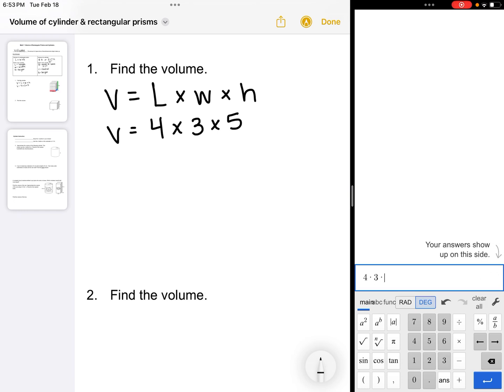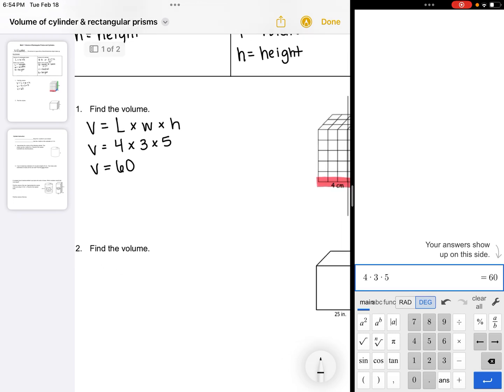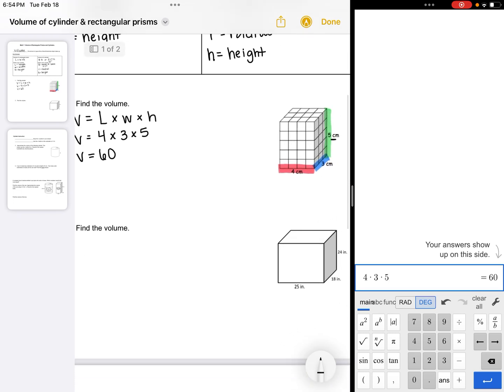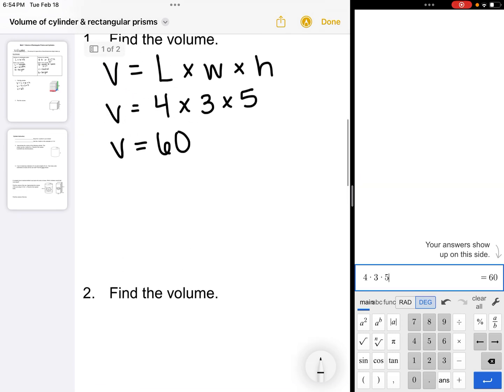So when I type into the calculator, so I'm going to go over here, type in 4 times 3 times 5. I see that I get 60. That should be my final answer. So when I state my final answer, I'm going to type or write volume equals 60. I need to make sure I know what unit I'm using. It looks like we're using centimeters. And since we multiplied 1, 2, 3 different things together to find the volume, my unit is going to be cubed. So cubed means 3 as our exponent.